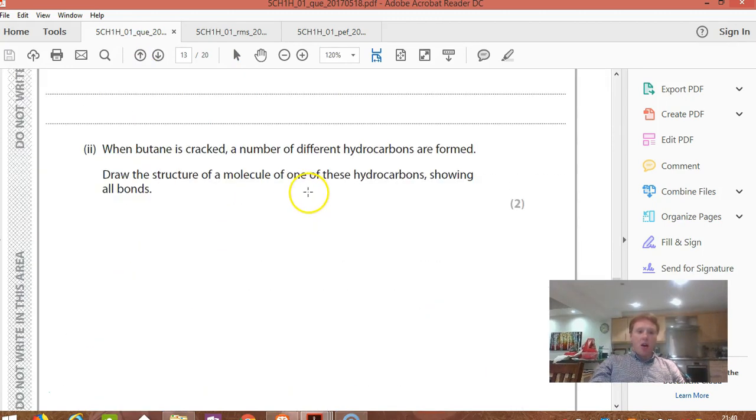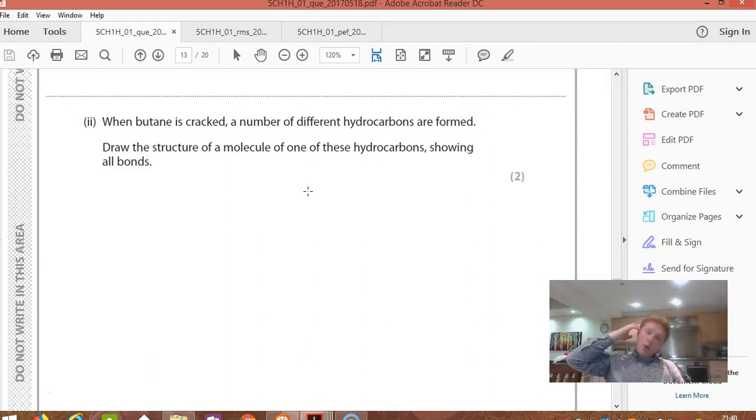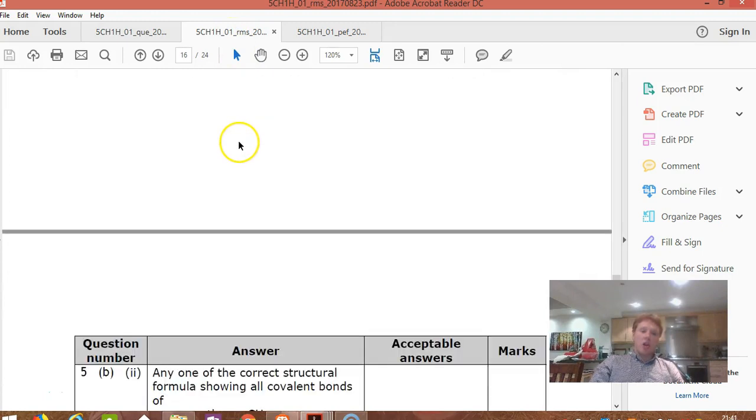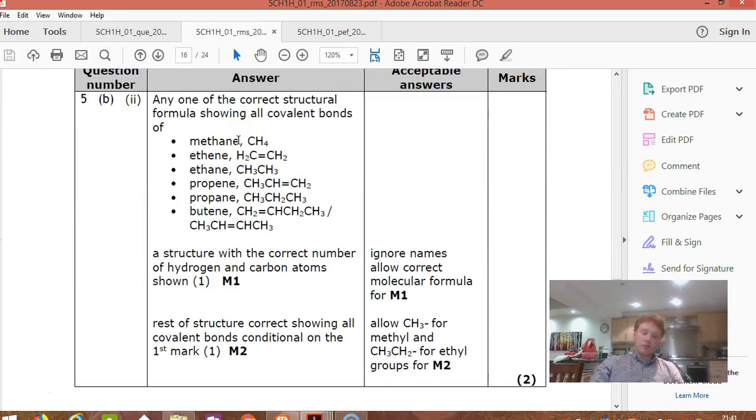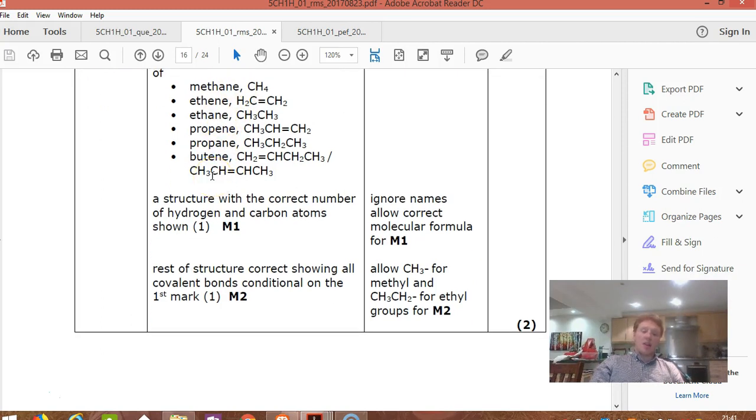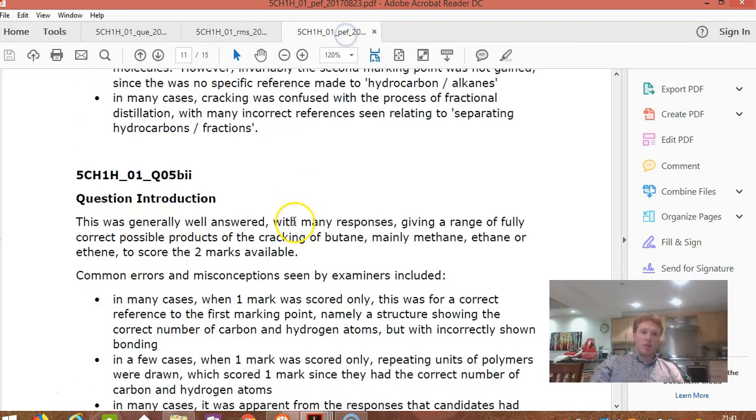Question 5b, part 2. When butane is cracked, a number of different hydrocarbons are formed. Draw the structure of a molecule of one of these hydrocarbons showing all bonds. 2 marks, off you go. So you could have drawn methane, CH4, ethene, C2H4, ethane, C2H6, propene, C3H6, propane, C3H8, butene, C4H8, with the correct number of hydrogens and carbons, and the correct bonds. That gets you the marks. What do we get?